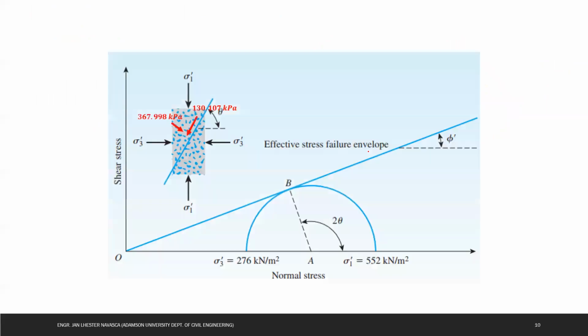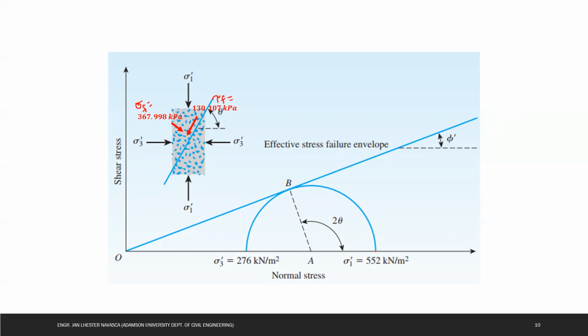Okay, next approach is this one. So consolidating our answer in problem 2, this is our shear stress. So this is your shear stress in the failure plane or the tau sub f, and this one is your normal stress at failure plane or the sigma sub f. Okay, so this is your failure plane and this is your Mohr circle.